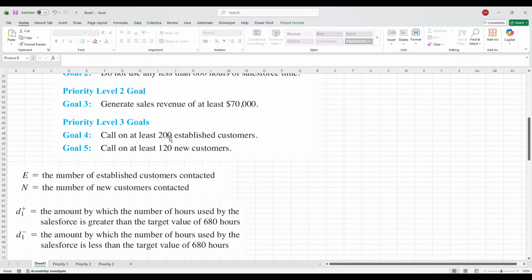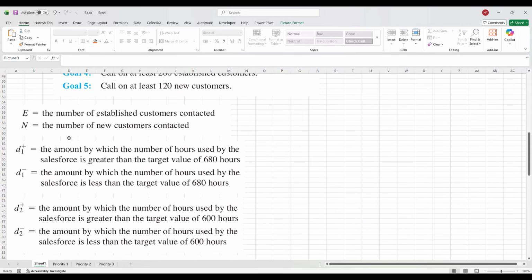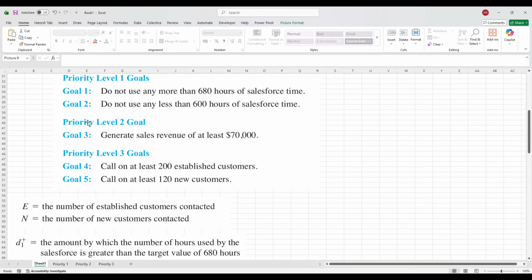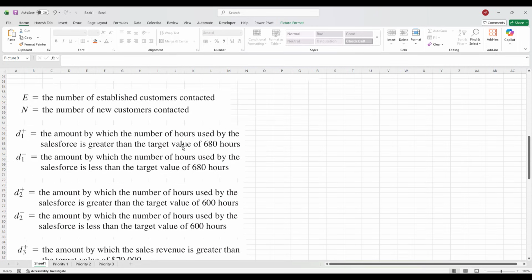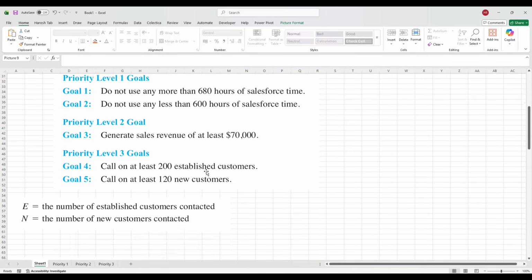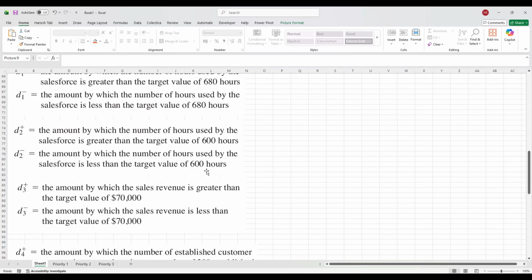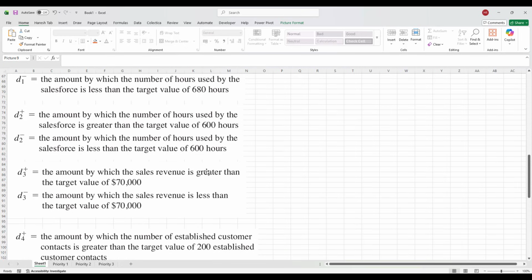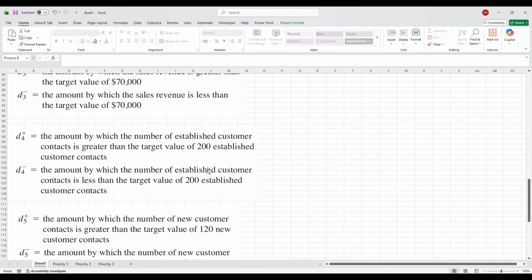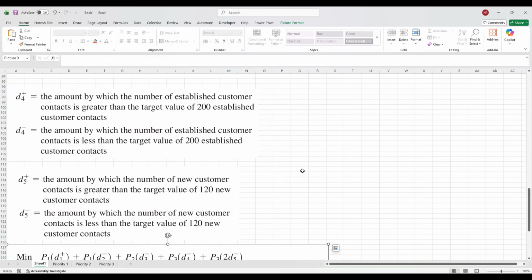We will first start by declaring our variables. Let E be the number of established customers to be contacted. Let N be the number of new customers contacted. D1 plus and D1 minus are for goal 1, D2 plus and D2 minus are for goal 2, D3 plus and D3 minus will be for goal 3, D4 plus and D4 minus will be for goal 4, and D5 plus and D5 minus will be the deviation variables for goal 5.